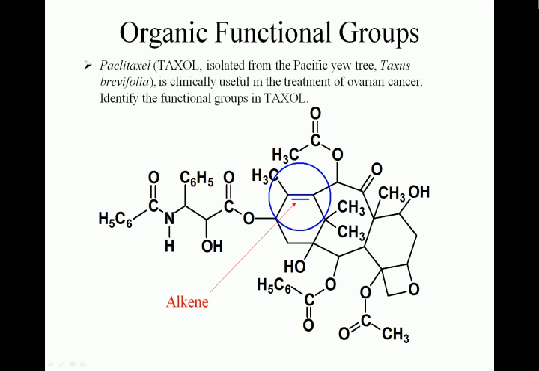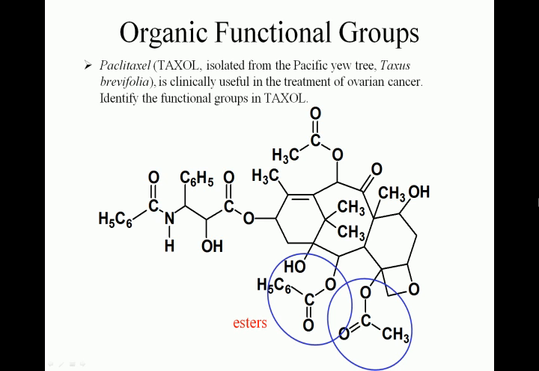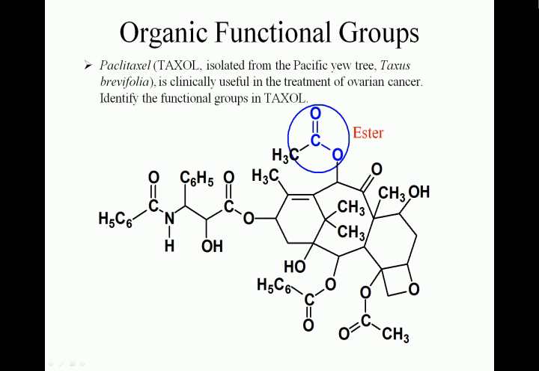Here we have an alkene. Here we have another carboxylic ester. Here's a secondary alcohol. And here are 2 more esters. And that does it for our functional groups. So how did you do?